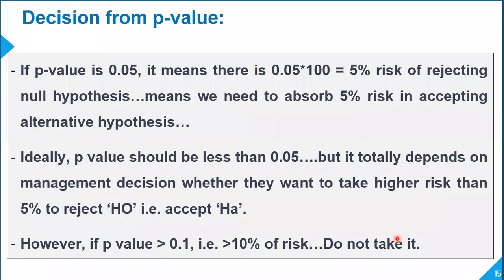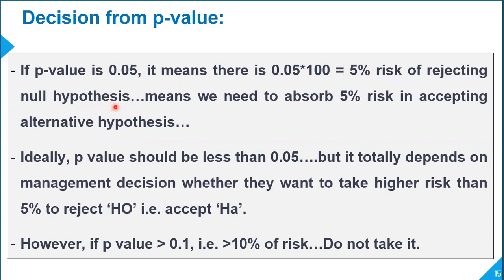Right. So decision from p-value. P-value is a probability value. Right. So if p-value is 0.05, suppose, take an example, after deploying the test in our Team Breadth's statistical tool, you got a p-value of 0.05. What does a p-value of 0.05 really mean? It means there is 0.05 into 100, which is nothing but 5%. So there is a 5% risk of rejecting null hypothesis.